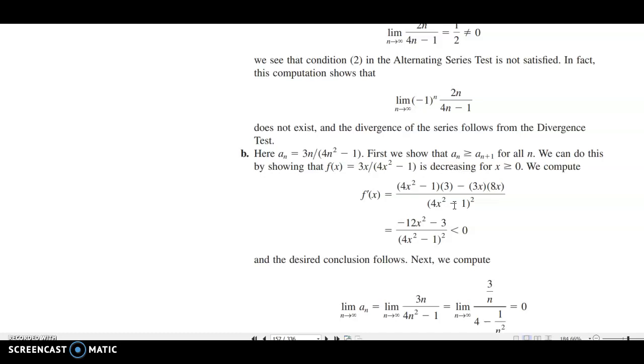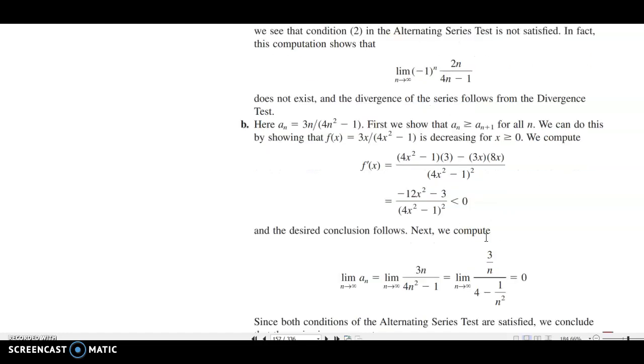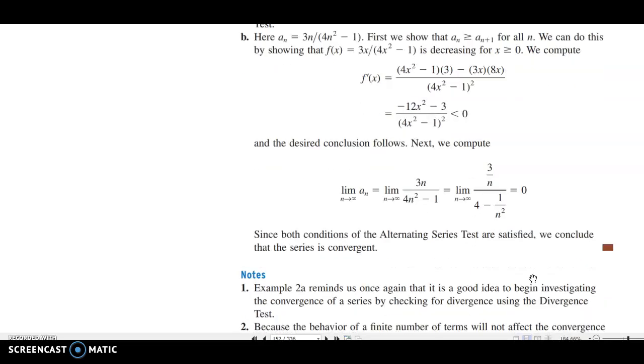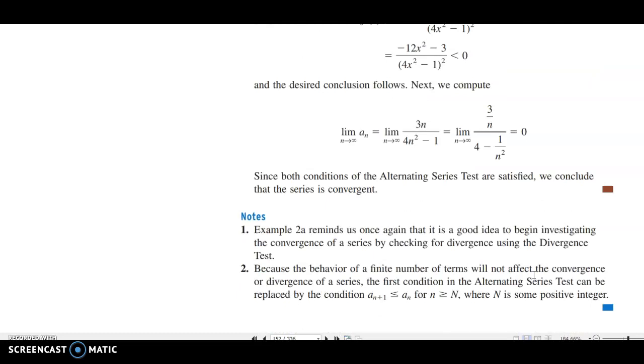Here, to show a_(n+1) is less than or equal to a_n, we take f of x equal to this one. Find f dash x, which is less than 0, negative actually. So we can say that f is decreasing. The limit of a_n as n tends to infinity is equal to 0. So by the alternating series test, the series is convergent.